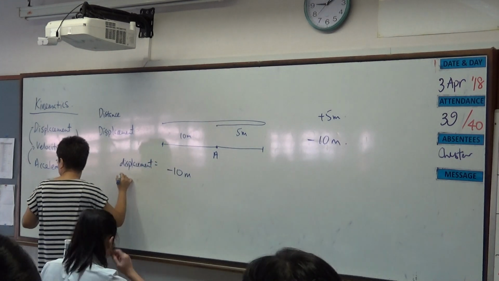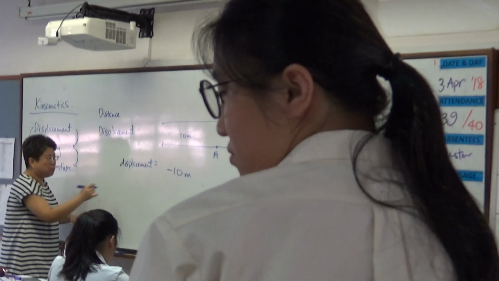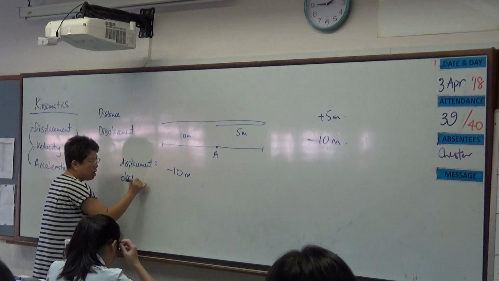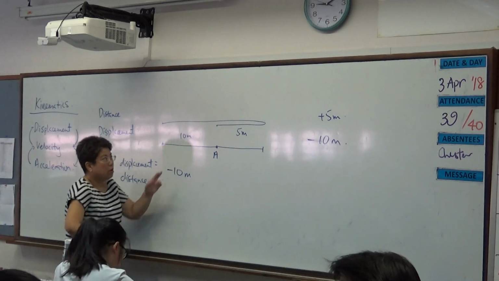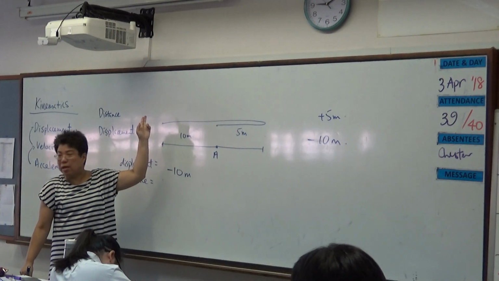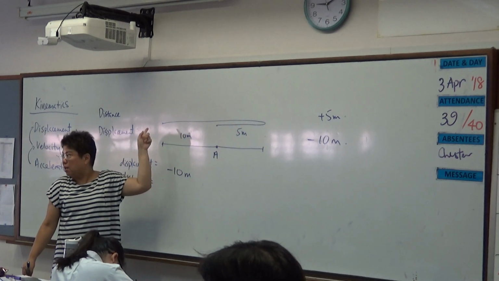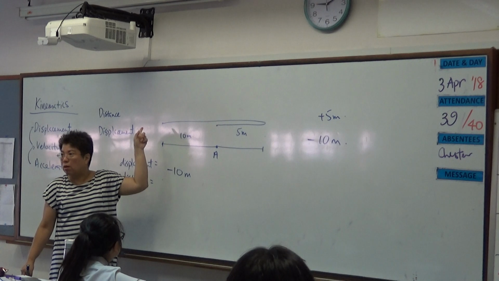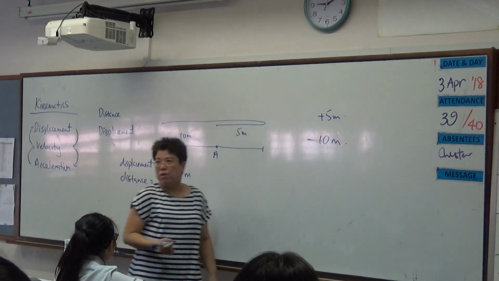Wait, Michelle, the distance is 10 meters or 20? Can you see it's 20? My mistake here: 5, 5, and then 10. Can you all see? So this is 20 meters. They have traveled 20 meters.